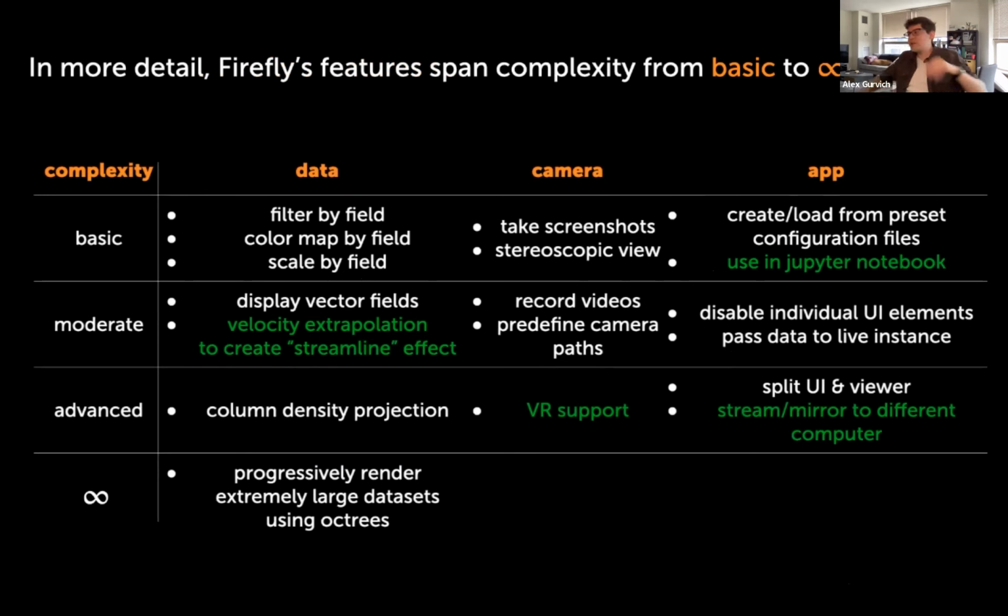So I showed just a handful of features because I really wanted to move quickly through that. Here's a mostly exhaustive list of the different things you can do in Firefly, sorted by complexity. One thing I wanted to highlight that I didn't get to demonstrate is that you can use it inside a Jupyter notebook by embedding it into a notebook cell.